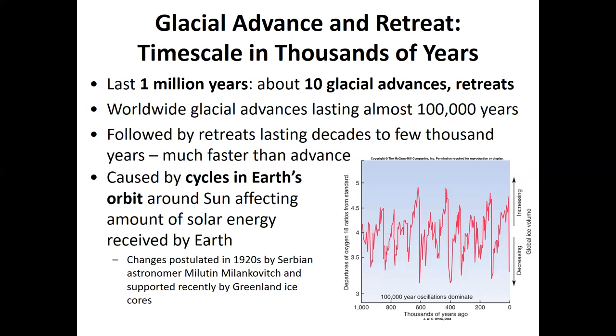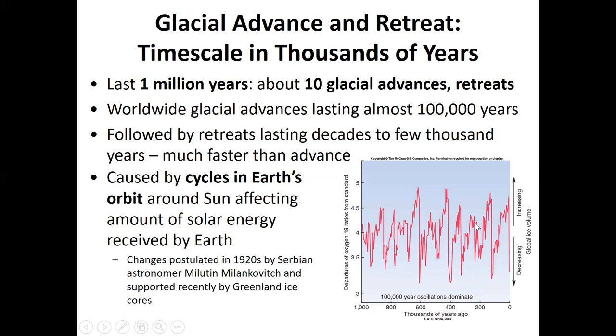These oxygen-18 ratios are a proxy, which is a measurement used to represent temperature, of oxygen isotope ratios that indicate the temperature and therefore the global ice volume. You can see there is more ice when it's cooler, and then it warms and there's less ice. As it cools, there's more ice, and then it warms, there's less ice. So you can see this cycle of cooling and warming.